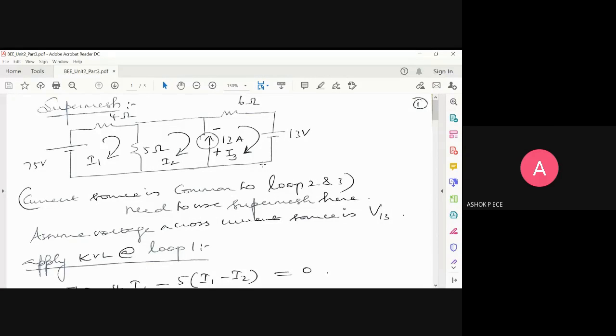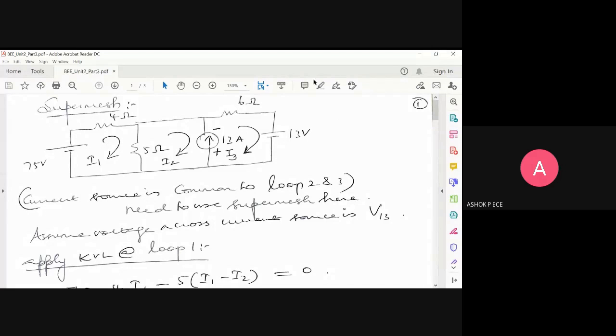This is a tricky topic which I have missed in Unit 1. It is super mesh, and there are two concepts, super mesh and super node. Normal mesh analysis we know, normal node analysis we know. But in certain cases, you cannot apply mesh analysis to the circuit directly. In that case, you have to identify what is called a super mesh.